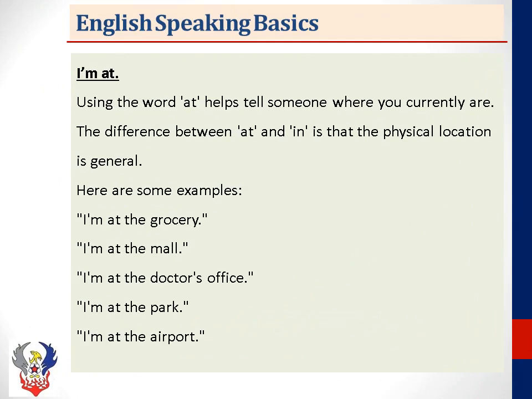I'm at. Using the word at helps tell someone where you currently are. The difference between at and in is that the physical location is general. Here are some examples. I'm at the grocery. I'm at the mall. I'm at the doctor's office. I'm at the park. I'm at the airport.